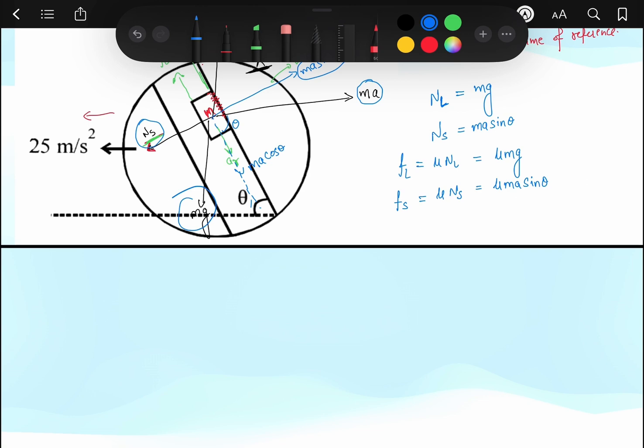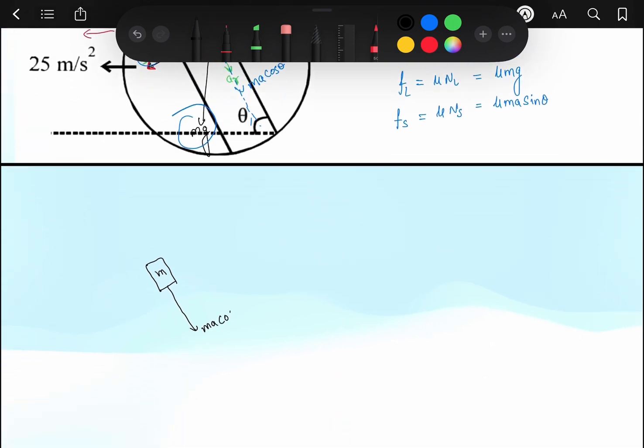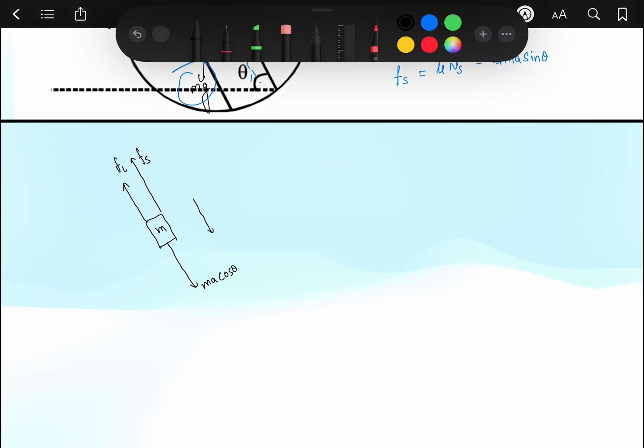Now I just have to write the equation of motion. I will draw the free body diagram again here along this line of motion. This is our block of mass M, and a force is acting in the downward direction, that is MA cos theta. Two frictional forces are acting in the backward direction, one is FL and one is FS. And this block is moving with an acceleration AR, the acceleration of this block in the disk frame of reference.